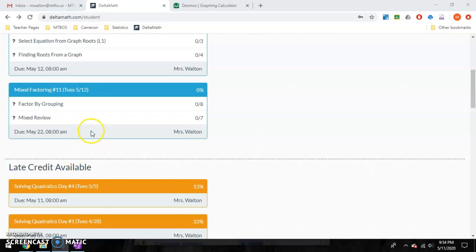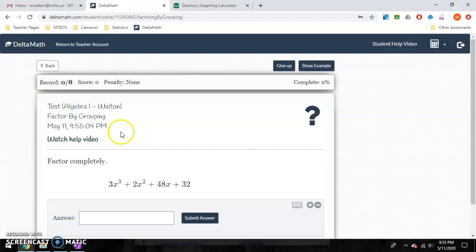So here is what we are doing today. You should see in Delta Math mixed factoring number 11. We're going to have two new assignments over factoring and then finally a review on Thursday. But let's go ahead and get started. We have mixed factoring number 11 and we have factoring by grouping.